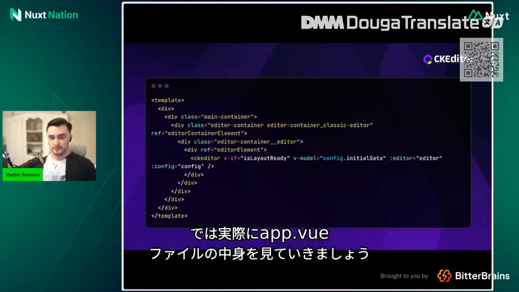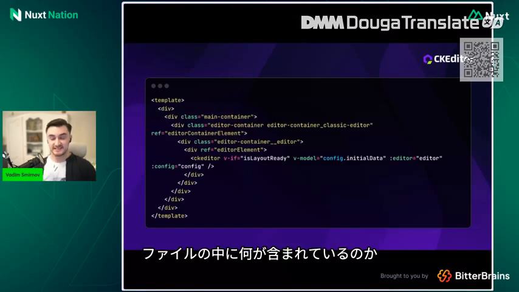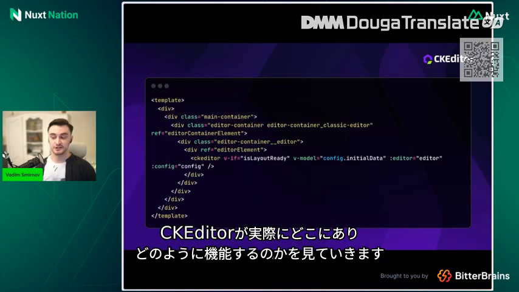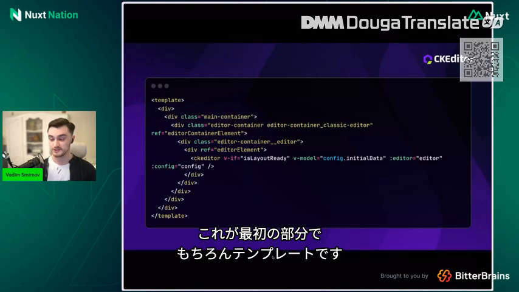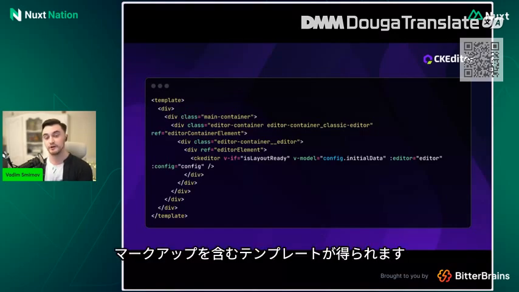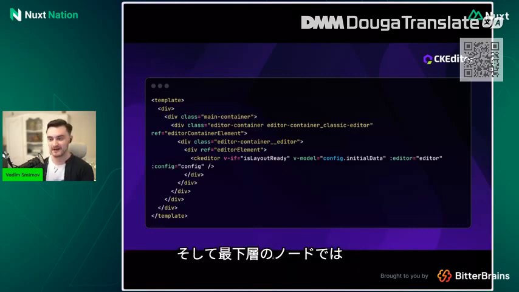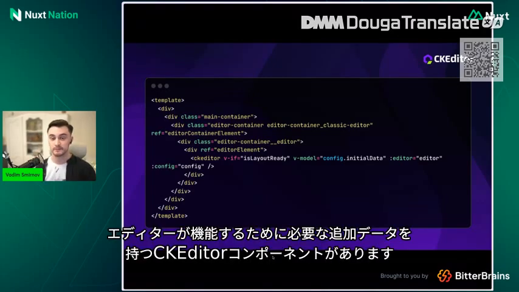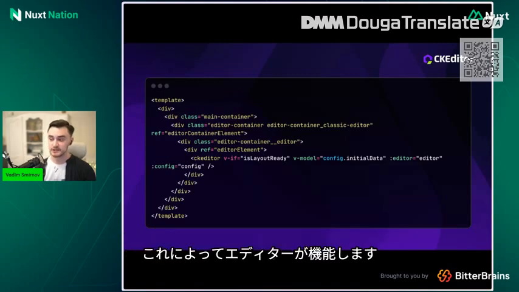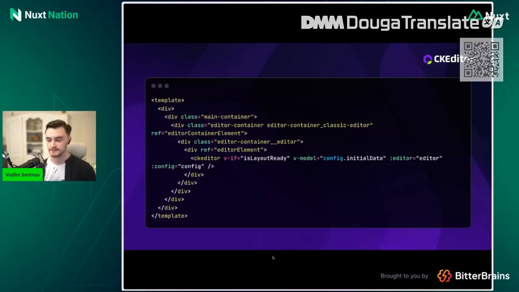So now let's break down the app.vue file just to see what you get inside the file where the CKEditor actually lives and how it functions. This is the first part, obviously the template. You will get a template with some markup, and on the lowest level node, you will get a CKEditor component with some additional data passed, so the editor functions.